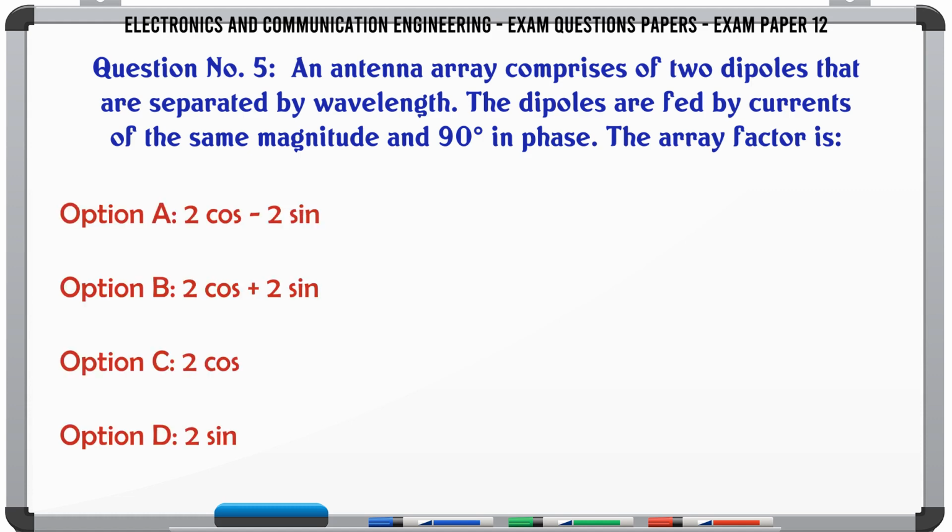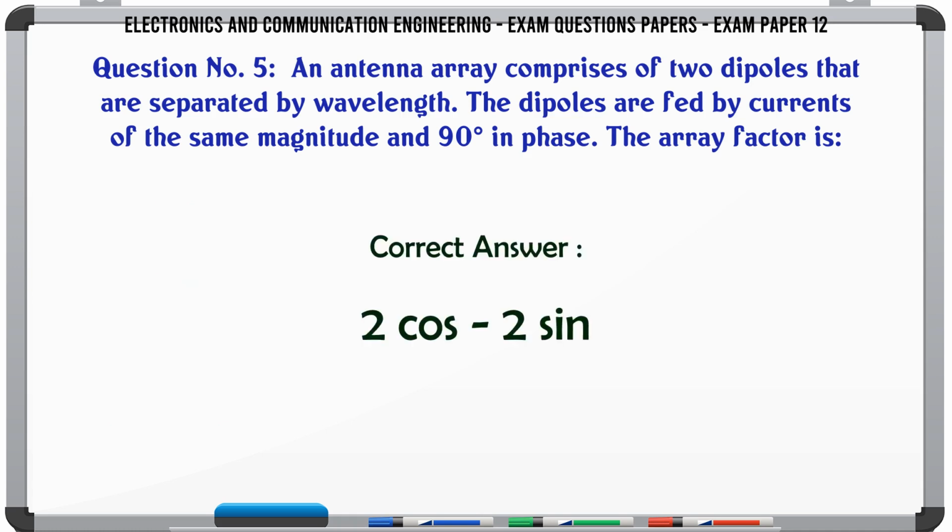An antenna array comprises of two dipoles that are separated by wavelength. The dipoles are fed by currents of the same magnitude and 90 in phase. The array factor is A2 cos 2 sin, B2 cos 2 sin, C2 cos, D2 sin. The correct answer is 2 cos 2 sin.